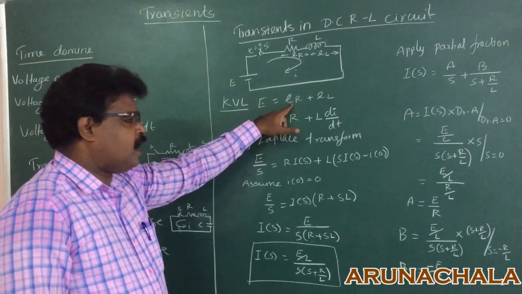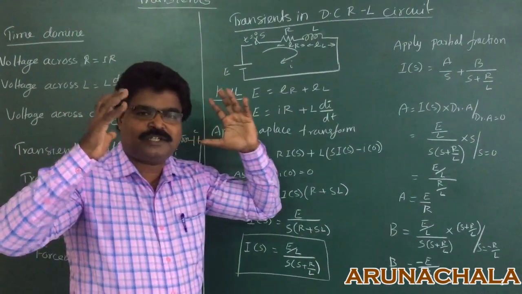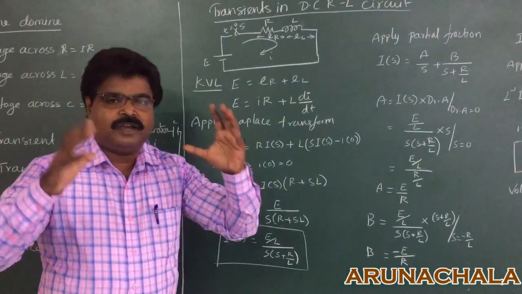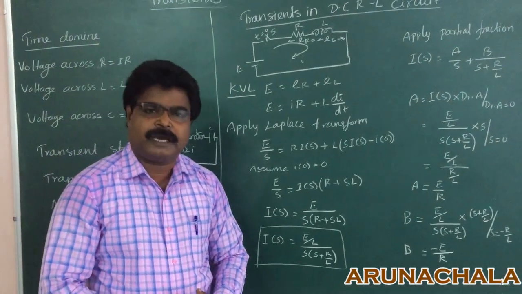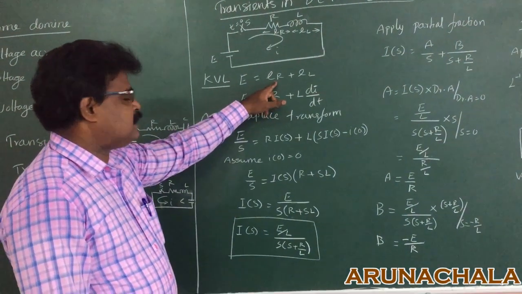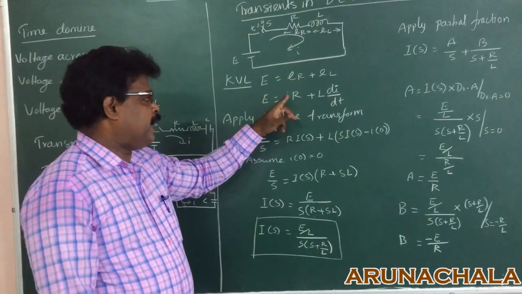So E is equal to ER, the voltage across the resistor in time domain. Don't think of the frequency domain, that's different. In all the other units, you have to use frequency domain. Only in transient do you have to use time domain. So the voltage across the resistor is I into R. Frequency domain as well as time domain are the same, I into R.